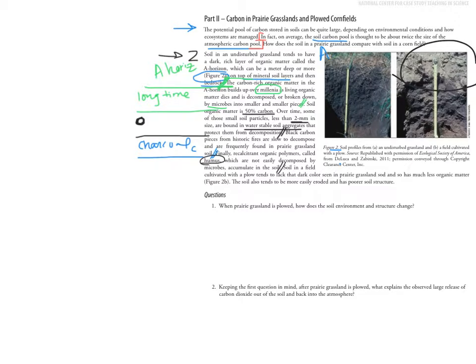Soil tends to be more easily eroded and has poorer soil structure. So when we talk about structure, we're talking about how well does it stick together. And if you look at this topsoil that I just circled, that drier topsoil, if you were to pick that up in your hand, you'd be able to sift it through almost like a sand, and it falls apart quite easily. When you pick up the darker soil in A, that tends to clump together. You can kind of mush it between your fingers.